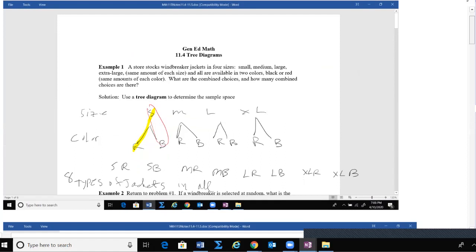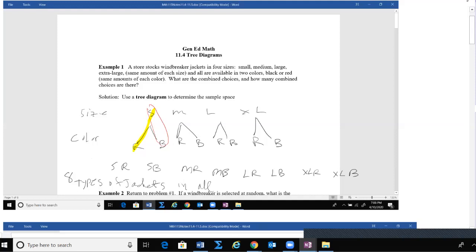We're going to look at tree diagrams to help us with probabilities and counting, which helps us with probabilities. Okay, so there's a store. They have jackets in two colors, black and red, and they have 4 sizes: small, medium, large, and extra large. So we can use a tree diagram to help us organize all the possible size and color combinations that result in a different jacket. How many different types of jackets would you have?